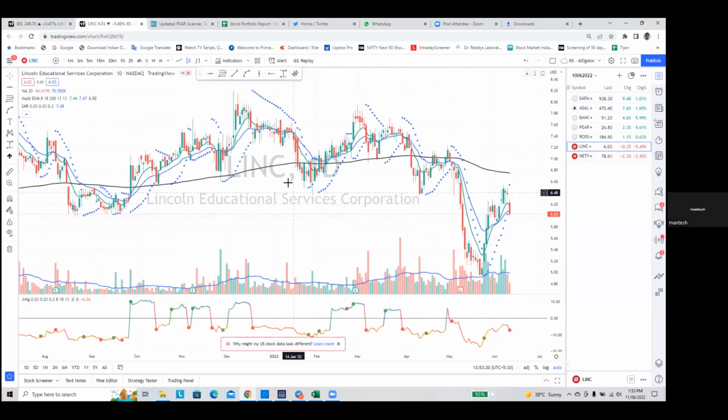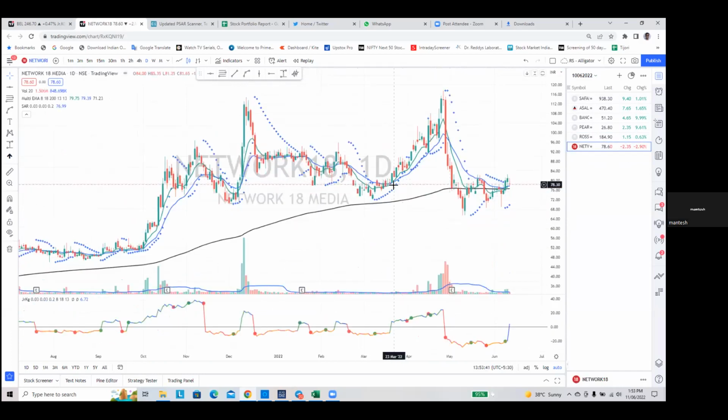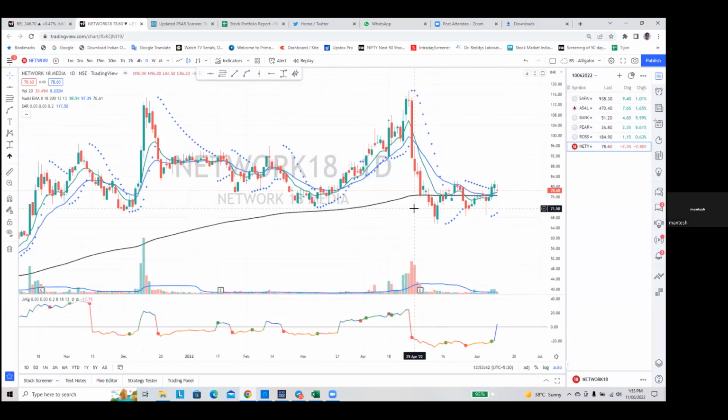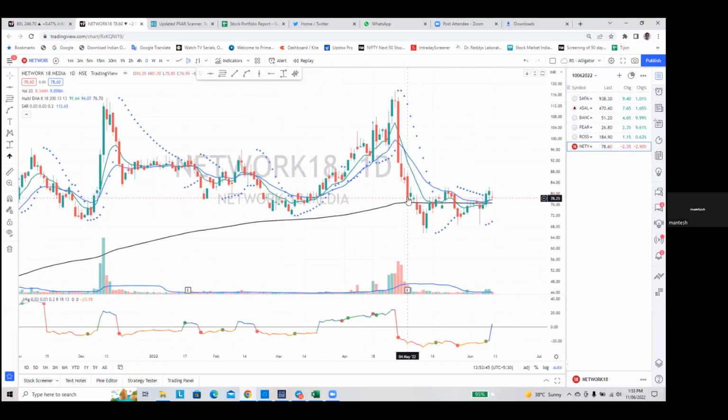So next one is Lincoln Education, some company I don't know, but this is below the 200 EMA, so I will straightaway take it out. Yes, this is one interesting one. Stock consolidated at the 200 EMA. This is the first good sign for me. Last 3 days, last 2 days, there are good volumes. Stock is at the 200 EMA. My risk is very minimum.